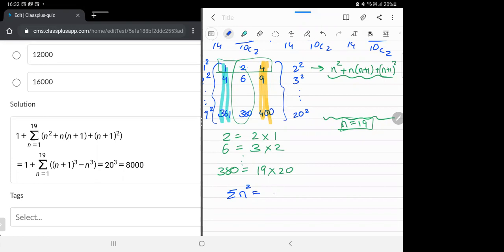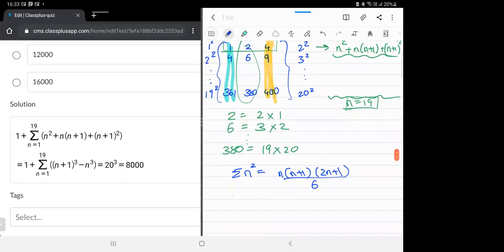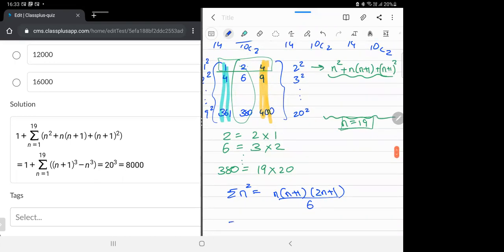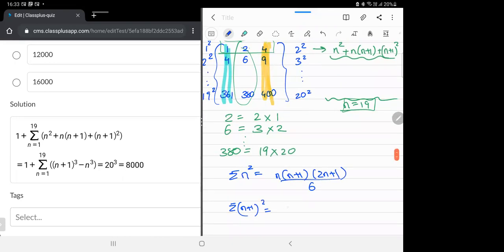Sir, n into (n plus 1) and then in the bracket (2n plus 1) by 6. Right. So this is n into (n plus 1) into (2n plus 1) by 6. Similarly, now this (n plus 1) square will be equal to n, sorry, (n plus 1) into (n plus 2) into (2n plus 3) upon 6.